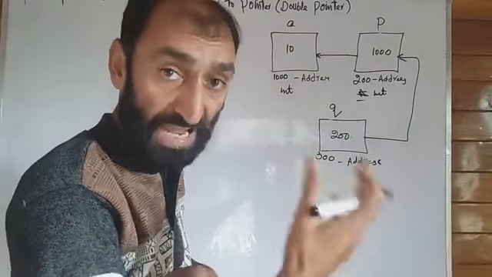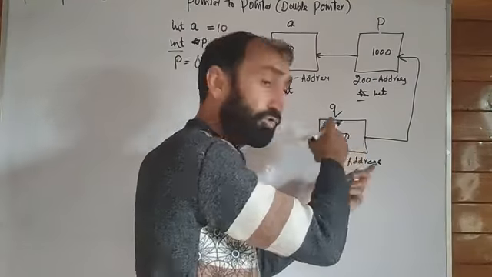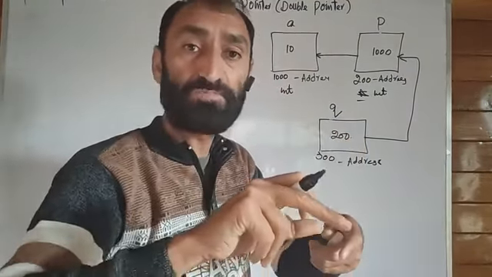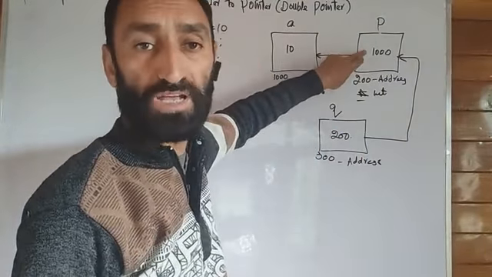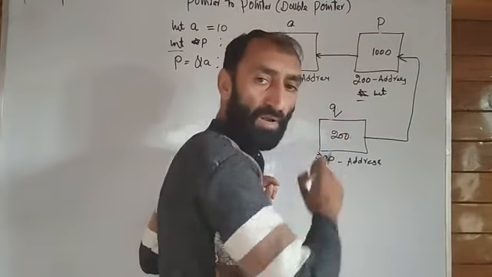Q is a pointer. Why is it a pointer? Because it is going to store the address. So yes, it is a double pointer.